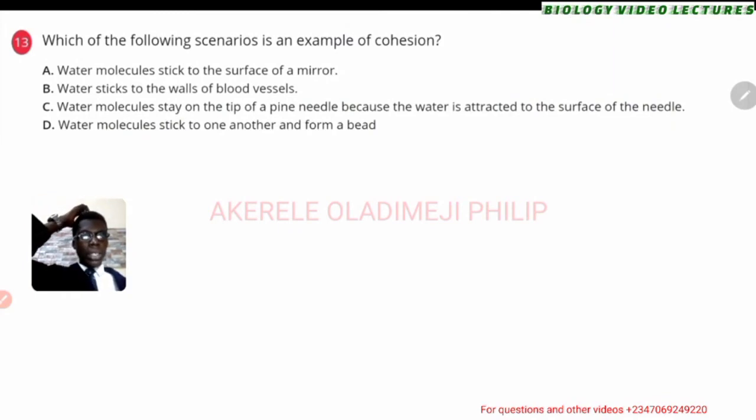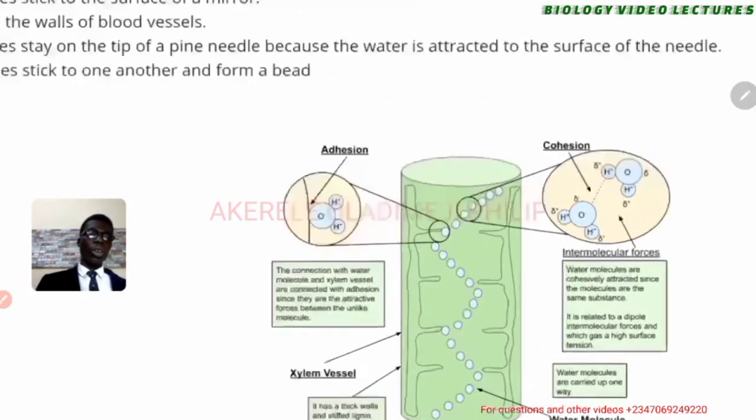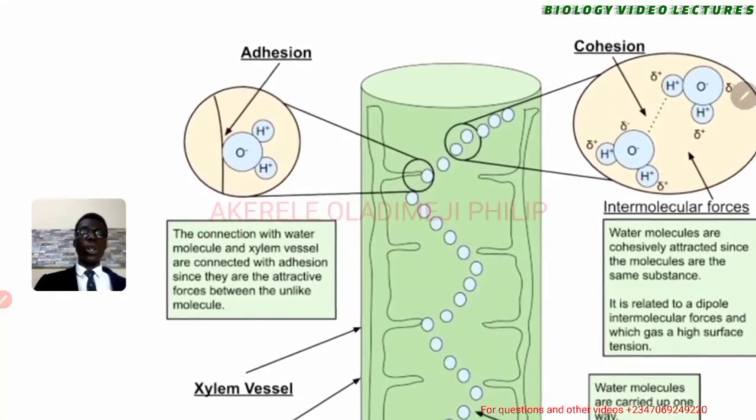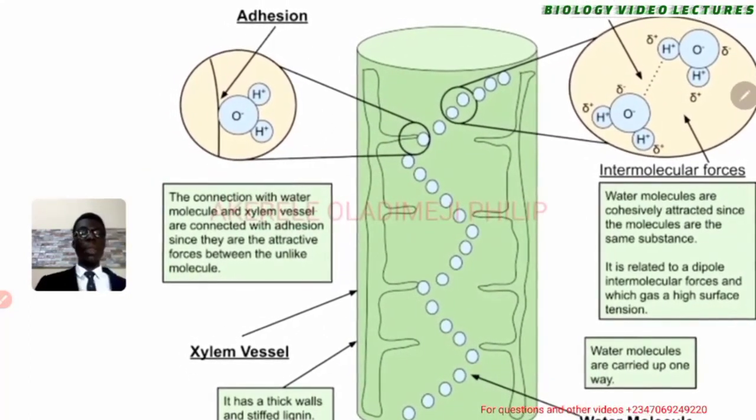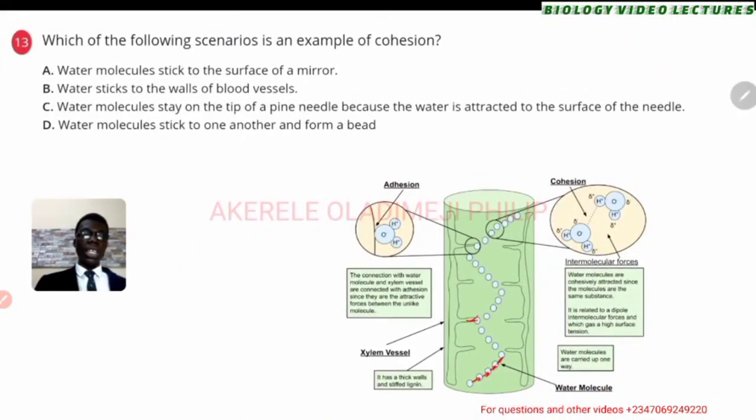Which of the following scenarios is an example of cohesion? Cohesion really means when water molecules are attached to each other. Let me show you what that means now. If I've taken you on transpiration before, you're going to see that when there's a transpiration stream, as water is moving along the xylem, water is attached to water molecules by cohesion, while it is attached to the wall of the xylem by adhesion, please. It's attached to the wall of the xylem by adhesion, and is attached to each other by cohesion.